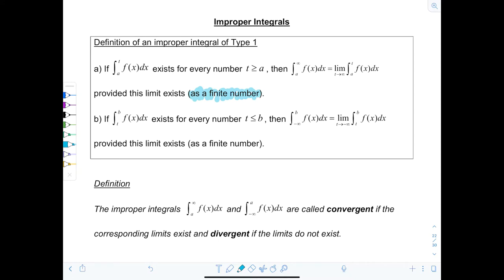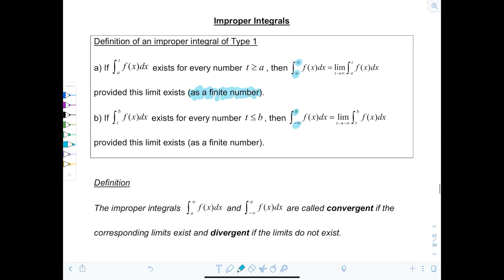So the main idea when we're evaluating improper integrals of this type is you're going to see them written with limits either from a to infinity or from negative infinity to b. So a and b are going to be constants, and you have to replace infinity or negative infinity with t, and then take the limit as t approaches either infinity or negative infinity. You don't leave infinity in there as the upper limit of integration. You rewrite it as a limit as t approaches whatever. And you'll see that in plenty of examples.